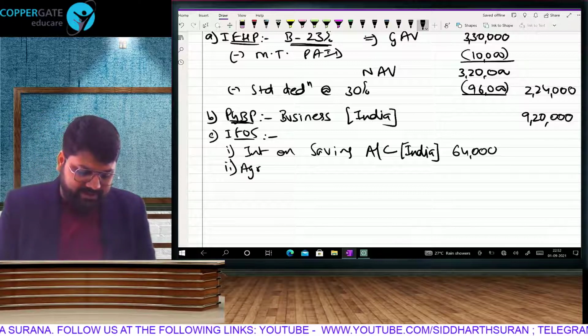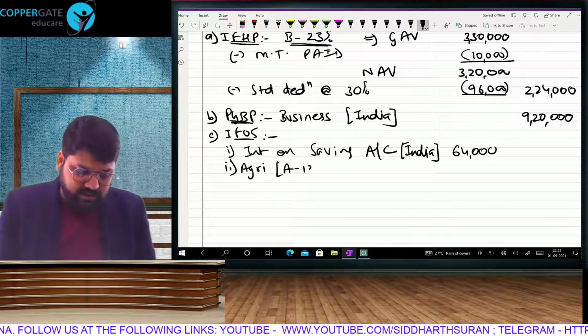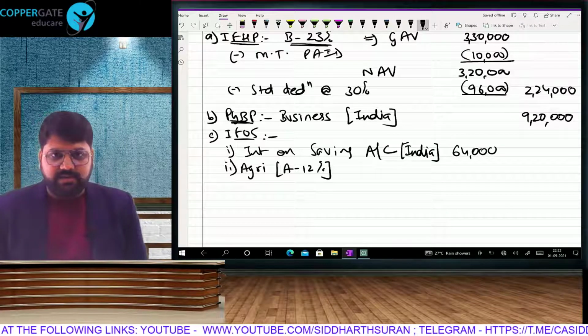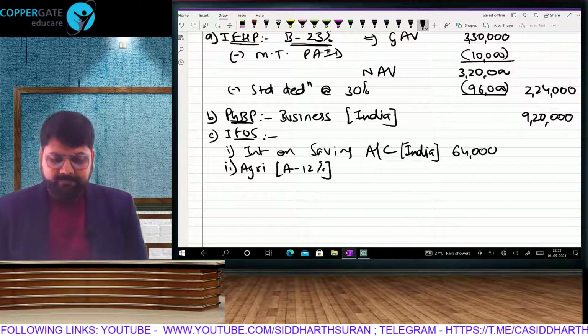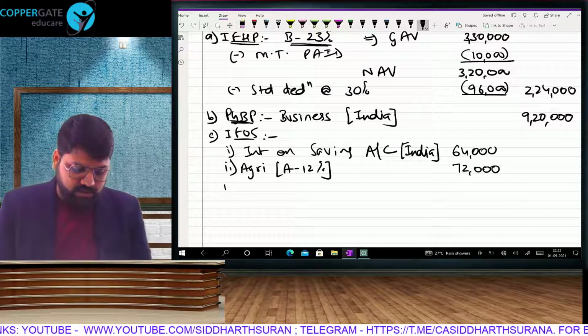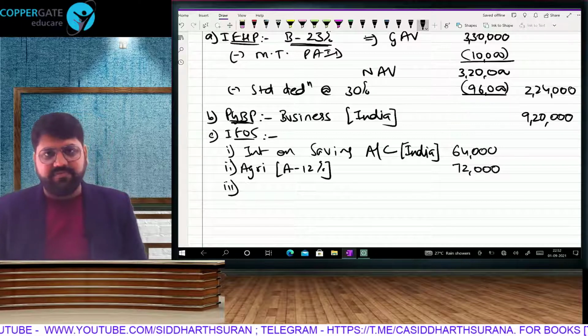Agriculture. I think we have had full discussion on this. Country A, rate of tax 12%. What is the agriculture income earned by the assessee? 72,000. We have already written a note also. Continue. Read all the incomes even if done.